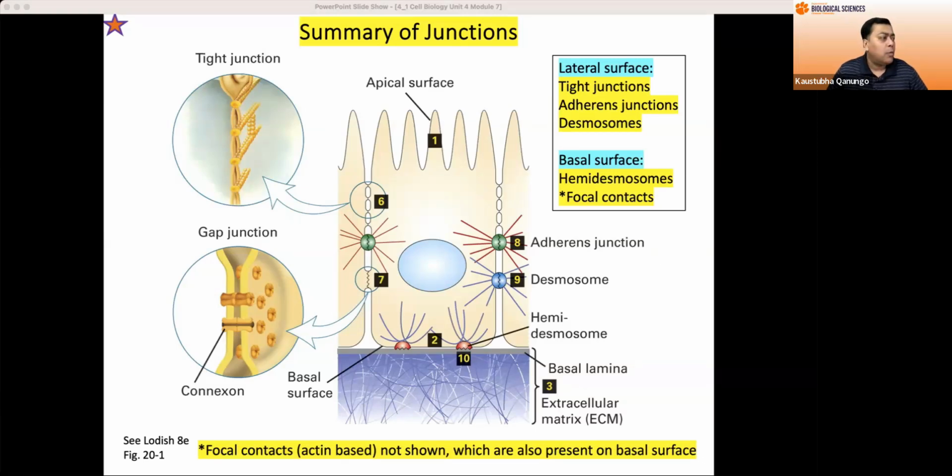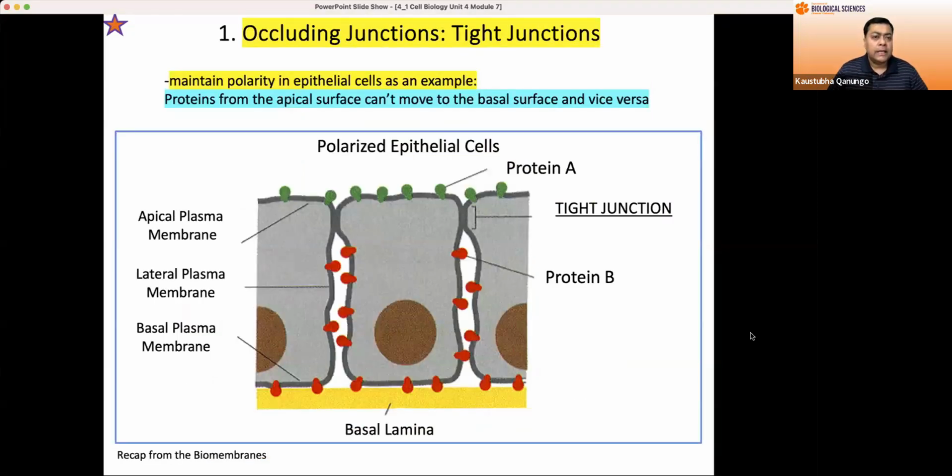One of the important things, a typical question that we ask, is which of the following junctions are found on the lateral surface of an epithelial cell, or which of the following junctions are not found on the lateral surface of the cell. The same way we can ask which of the things are found on the basal layer of the cells and which are not found on the basal layer of the cells. This slide actually will summarize most of the details of those in here. And here, what we are looking at is the same picture that maintains the polarity of the epithelial cells. Proteins from the apical surface, this green one, cannot move in there.